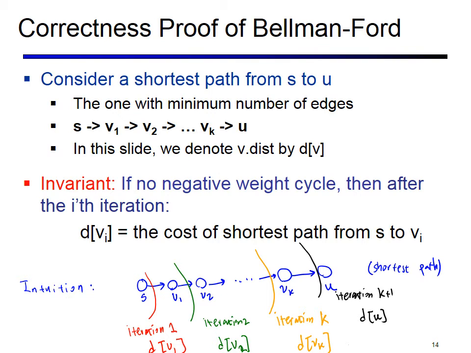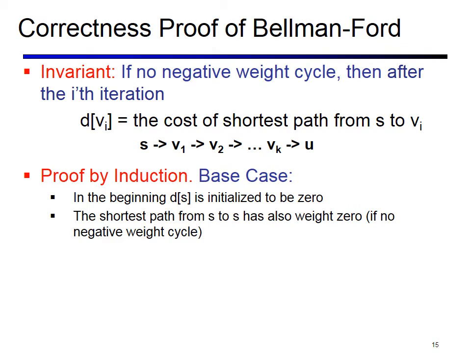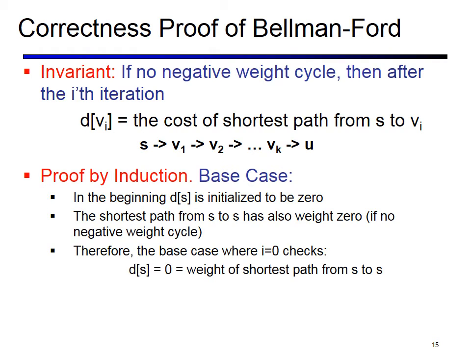Now let's formalize the intuition as a proof by induction. For the base case, we know the following. D of the source node S is set to 0 by the algorithm initially, and the shortest path from S to itself is also 0, of course if there is no negative weight cycle. Therefore, the base case checks out, since d of S is equal to its shortest path.